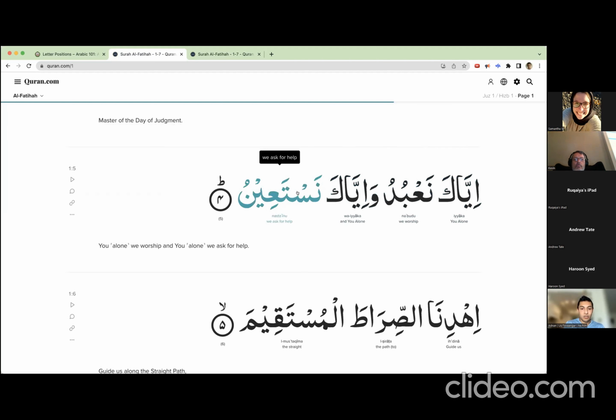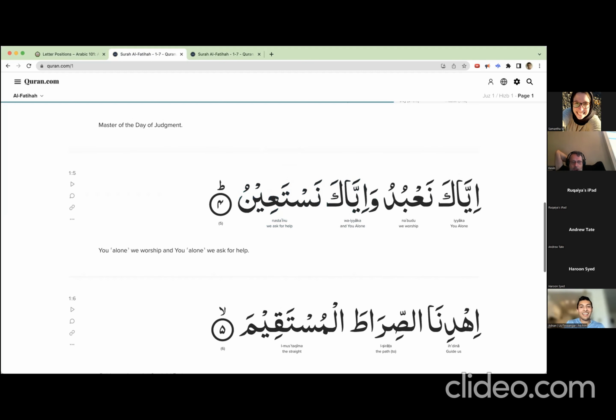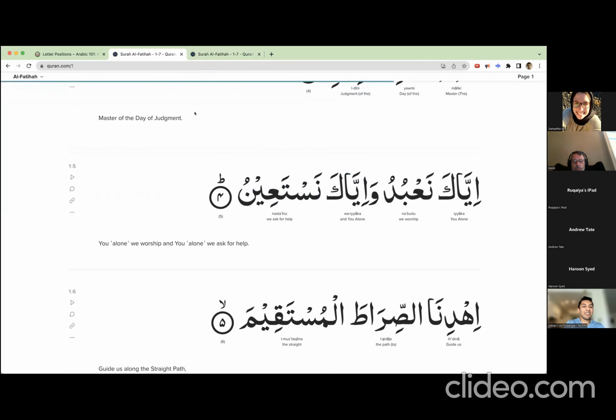Nasta'inu is also a verb. It's derived from ista'ana. Now the ista is a prefix that you'll see on some verbs, and it's sort of indicating desiring something or asking for something. Ana is help. So ista'ana is to ask for help, right? And iyaka nasta'in means you, we ask for help. What are some other, there's another often said thing that has the ista in it. Anyone come across that?